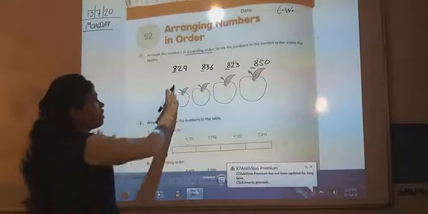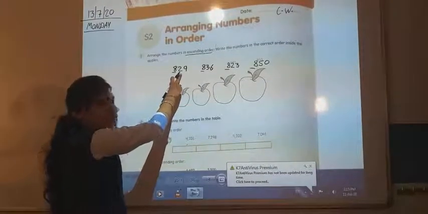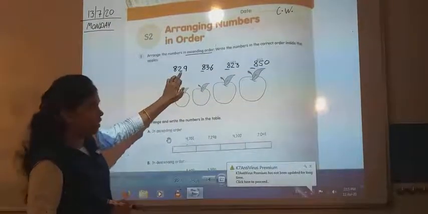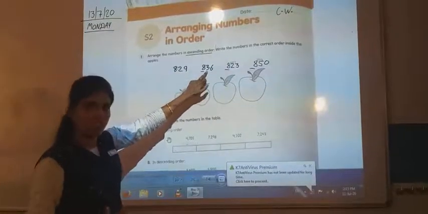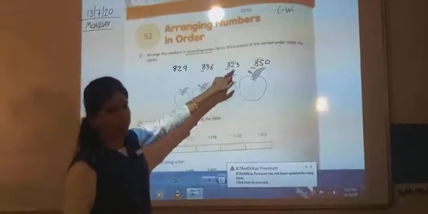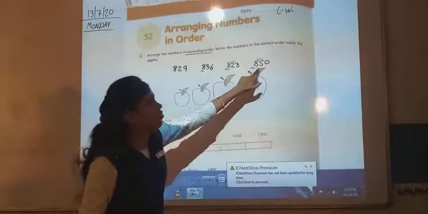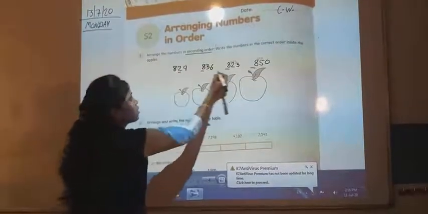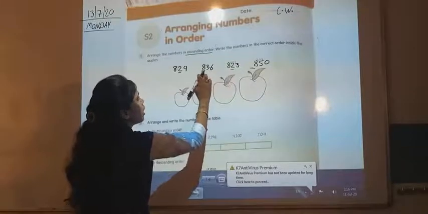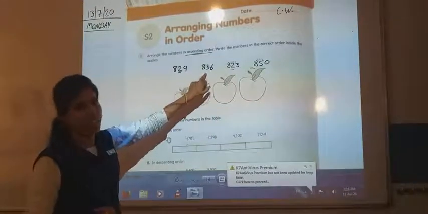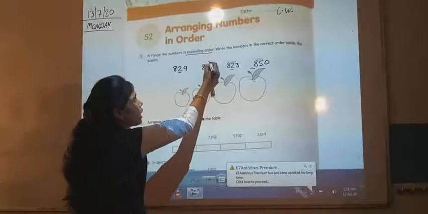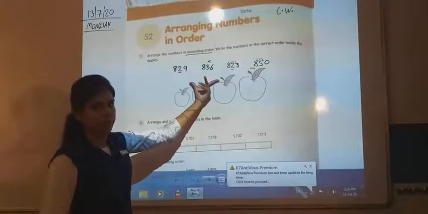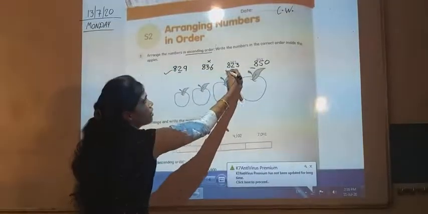The next place is tens. In the first number we have 2 in the tens place, in the second number we have 3, in the third number also we have 2, and in the fourth number we have 5. So students, 2 is the smaller number, because 3 is greater than 2. So we don't compare this number. Now we will compare both numbers, this one and this one.